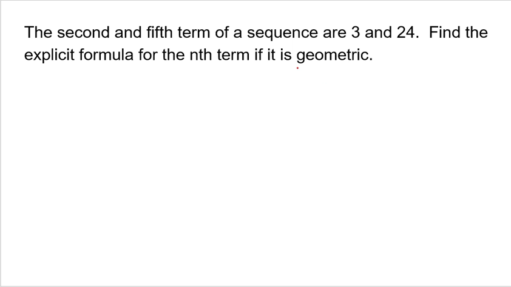Once again, if they're telling me that this is a geometric sequence, a formula for any term is the first term times that common ratio to the n minus 1. So once again, n is always n, that's your variable. I need to find the first term, and I need to find the common ratio. So once again, let's start with what we know. We know that the second term is 3, and we know that the fifth term is 24.